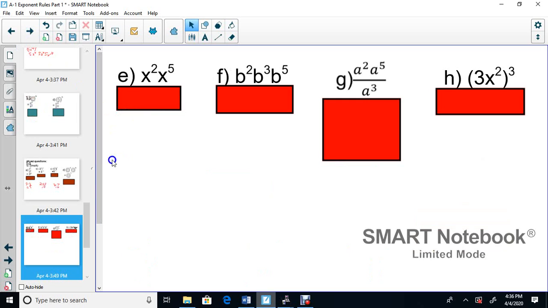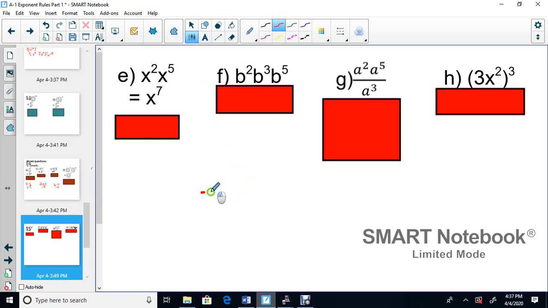Okay, now we've got a few more here. We've got x to the power of 2 and x to the power of 5. They're multiplied, so again, you add. For this one here, 2 plus 5 is x to the power of 7. Over here, they're all multiplied, so you add all those numbers.